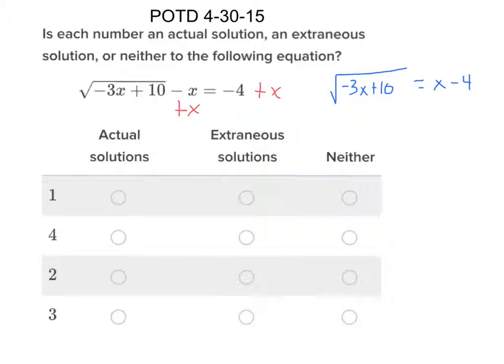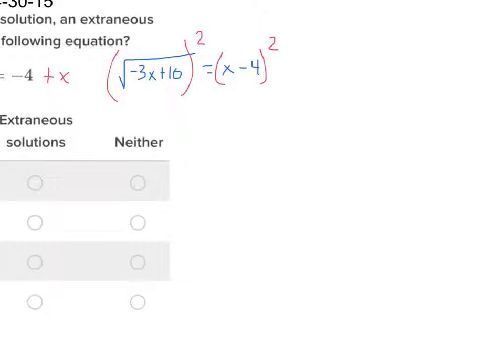Now, in order for me to get rid of this square root right here, I need to square both sides. So I'm going to square the left, and I'm going to square the right. And when I do that, I end up with negative 3x plus 10 equals, now, the reason why it's just negative 3x plus 10 is because when you square a square root, the root and the squared go away.